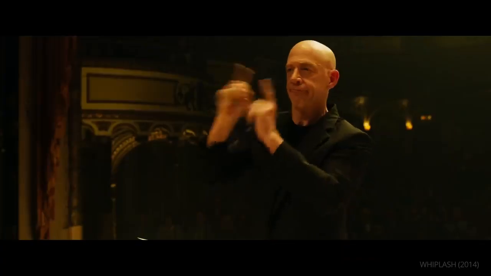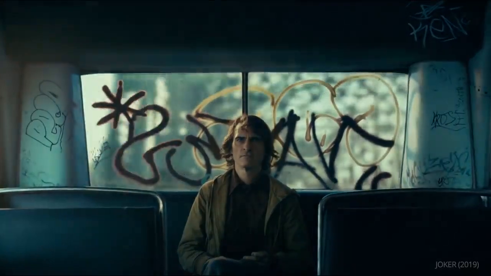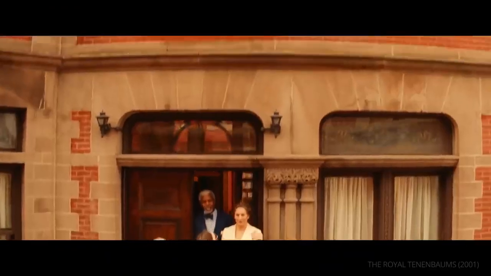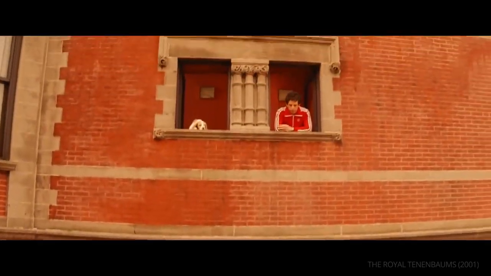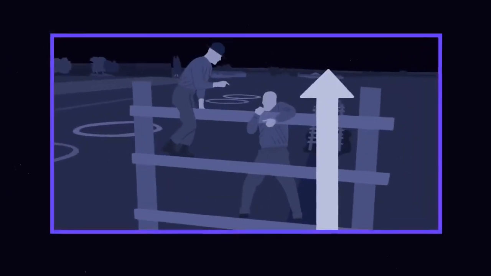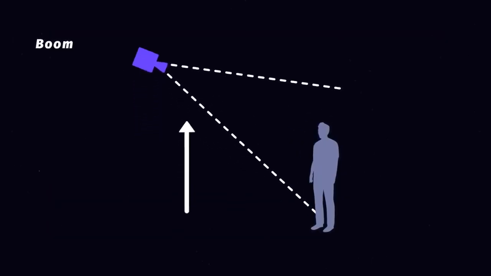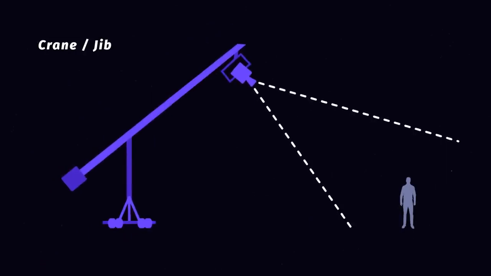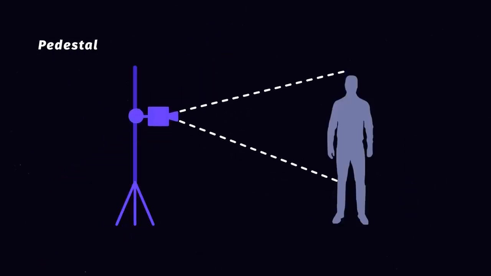Now that we've analyzed how to move a camera left, right, in, out, and around, let's take a look at how we move the camera vertically with the boom shot. A boom shot moves a camera up or down, utilizing a crane, jib, or pedestal.